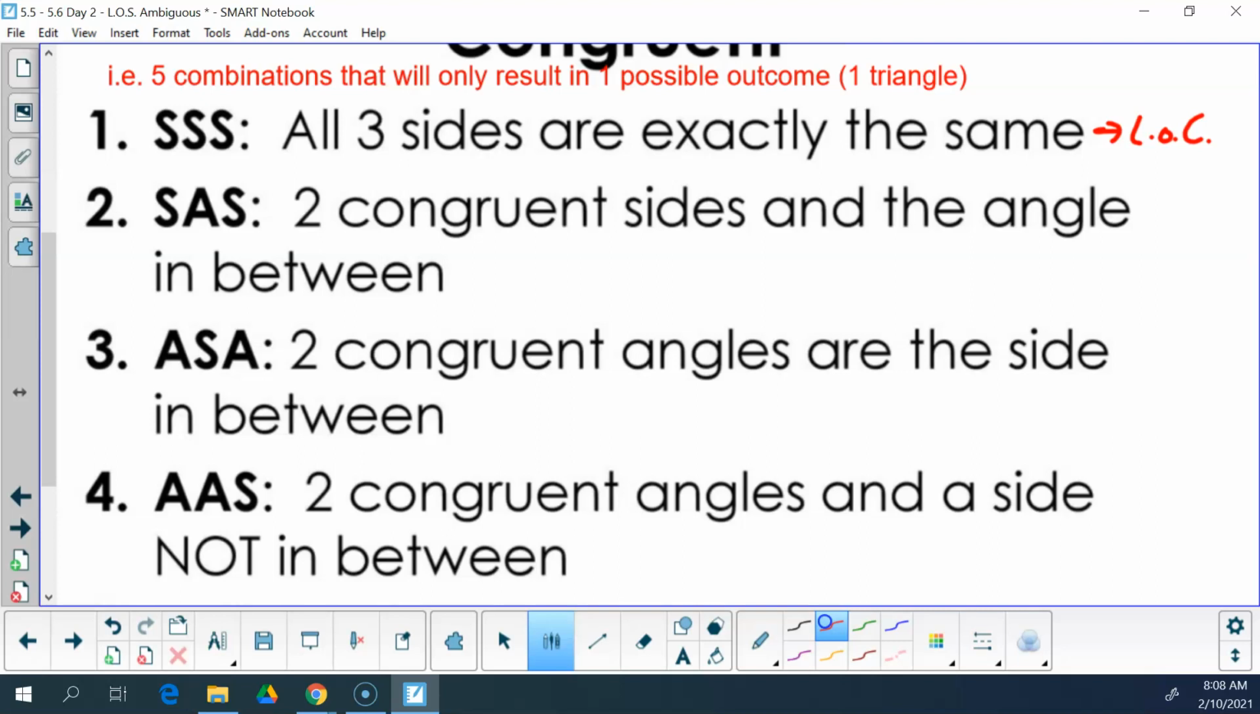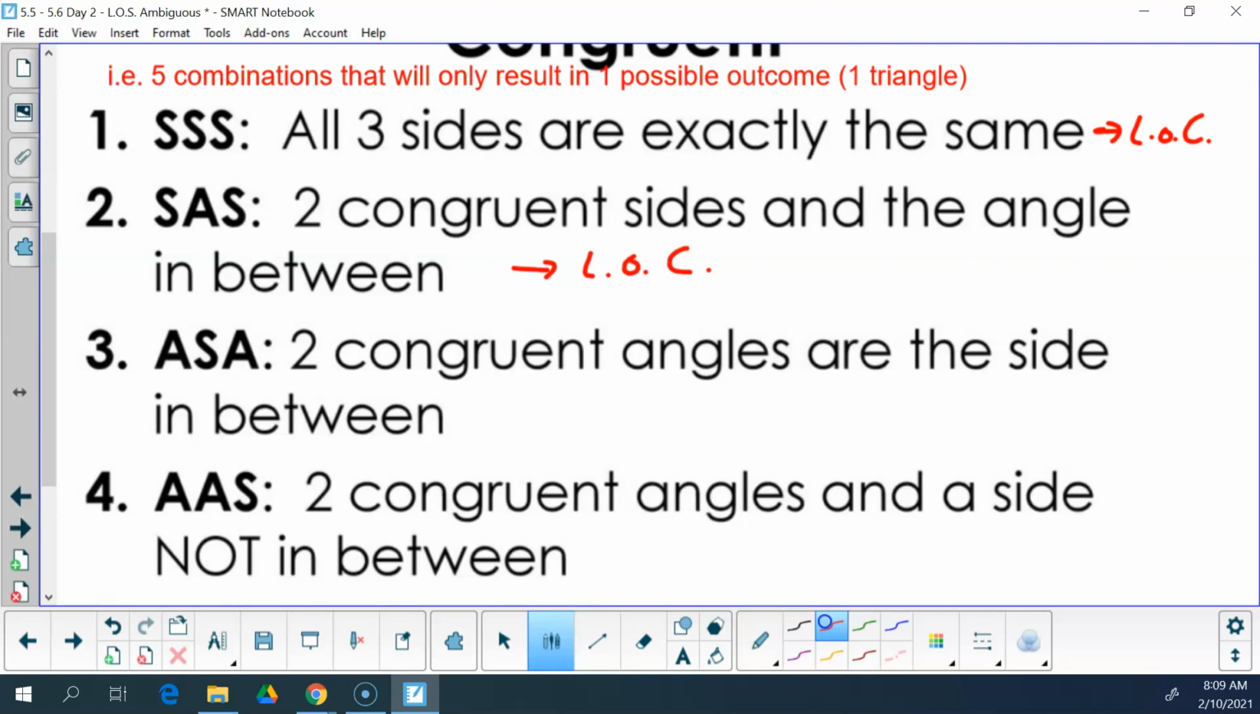Side angle side, that is also a law of cosines. Because you have two sides and the angle in between them, that's how the law of cosines is set up. To find that side opposite the angle, then we can use law of sines to find another angle, and then we can use triangle sum theorem to find the third angle. Okay?